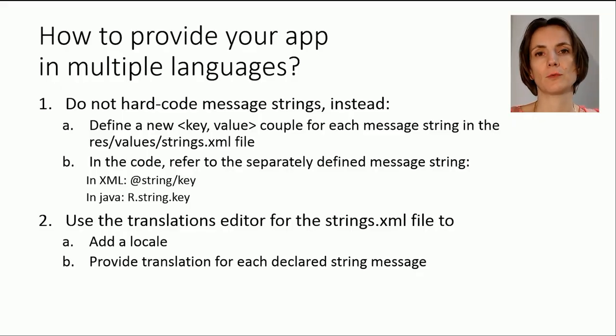In this video, you've learned how to provide your application in multiple languages. Now, the first thing to do is to separate the definition of your message strings from the structure of your application. To do so, you define a set of keys and values in the strings.xml files. And then you can refer to the strings that you've defined there, either from your XML code using @string followed by the name of the key, or in your Java code by using R.string, the name of the key. Then you can use the translations editor on the strings.xml file in order to first define additional locale for your application, and then for each string that you've defined, provide a translation.